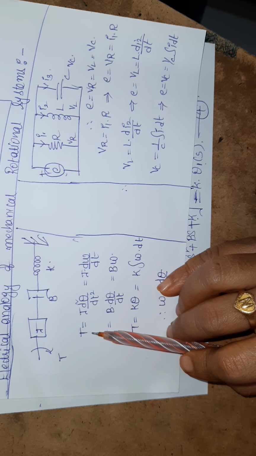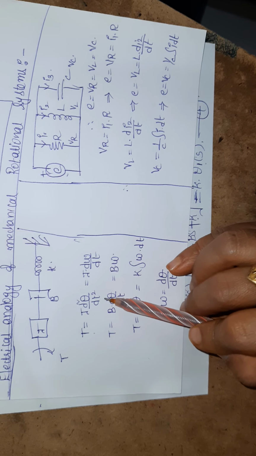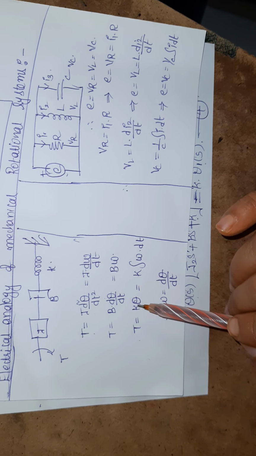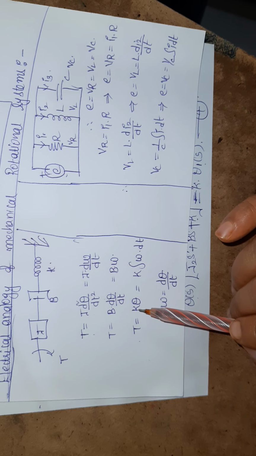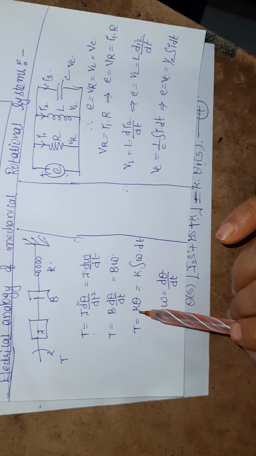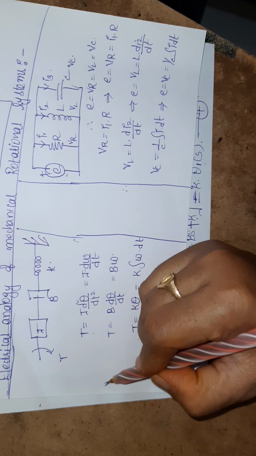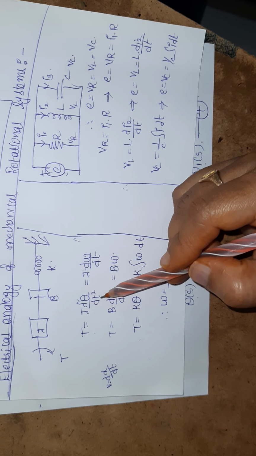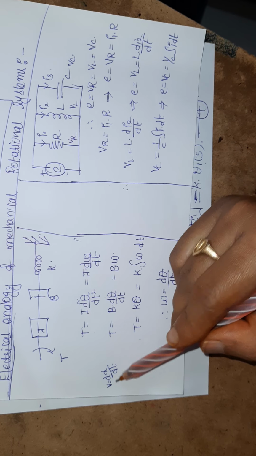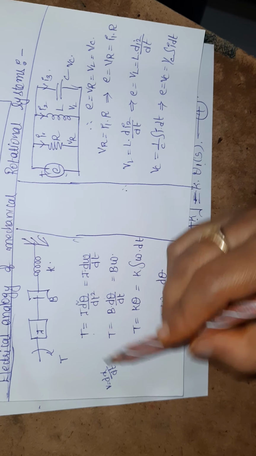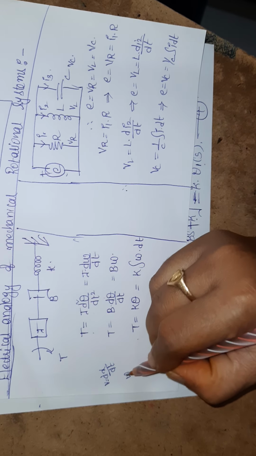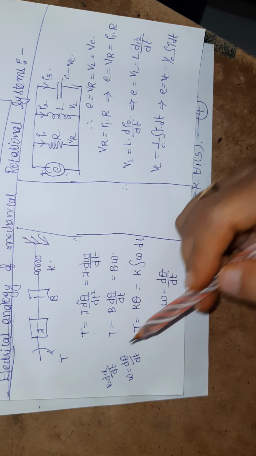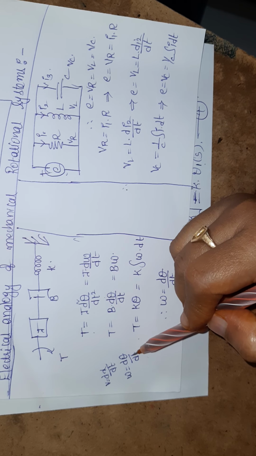So if I write T is equal to J into d square theta by dt square, these are the torque balance equations we already discussed. In mechanical translational systems, we have the relationship between velocity and displacement x: V is equal to dx by dt. There we replaced d square x by dt square with dv by dt. Similarly, here we have the relationship with omega, d theta by dt. Theta is nothing but angular displacement.